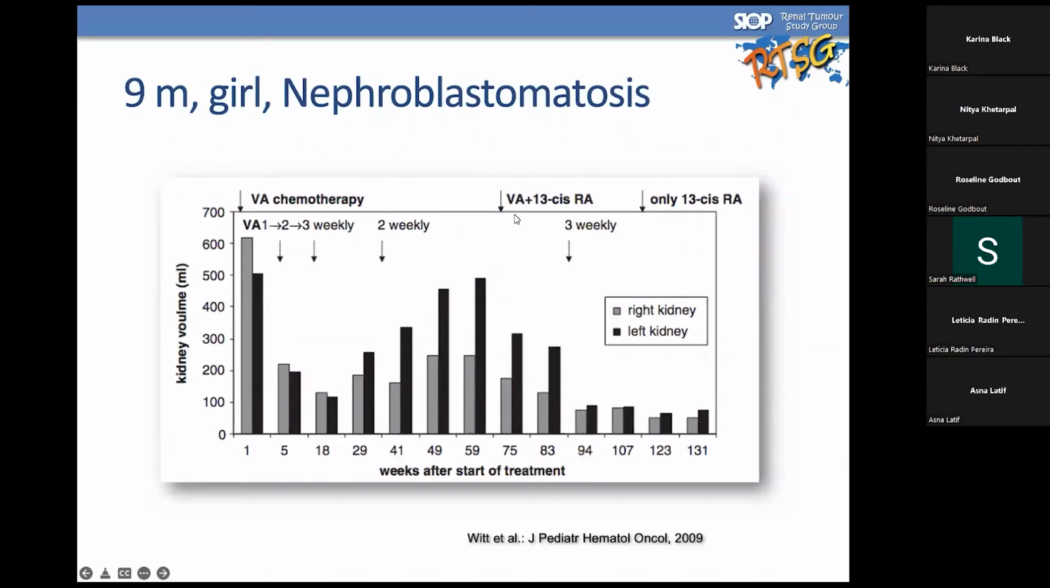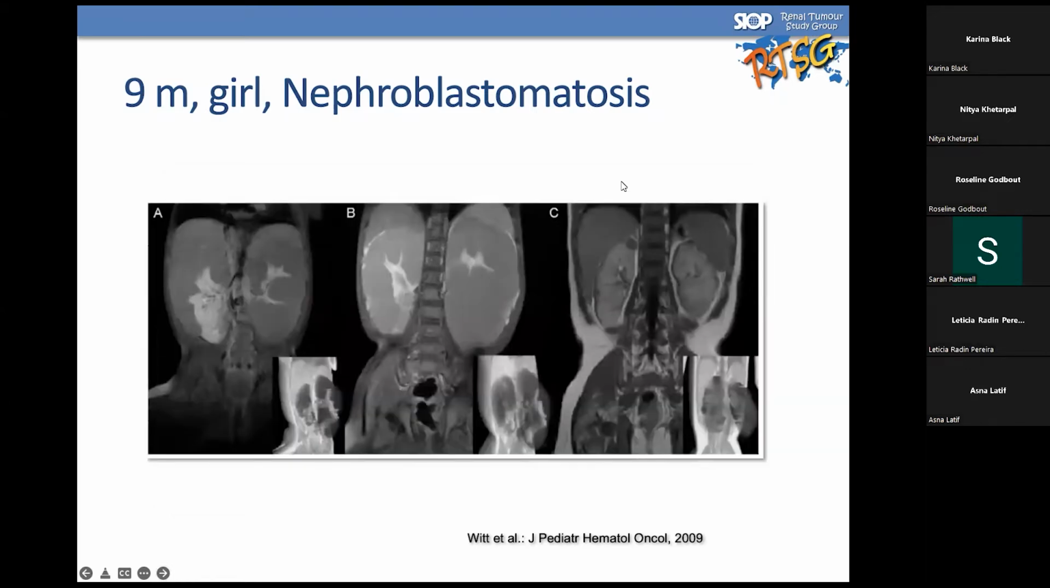And at that time, we started with vincristine, actinomycin plus the retinoic acid. And you see the tumor did go down. We stopped the chemotherapy here and continued with retinoic acid. And the question is, what did happen? You see here diagnosis, again, growth of the tumor, and then start with retinoic acid here on the far right side.